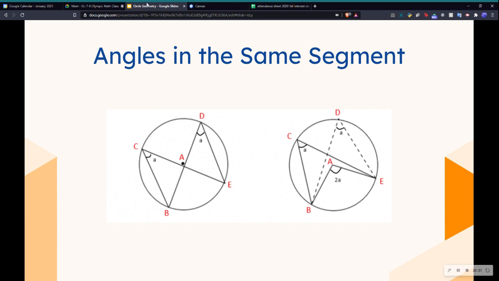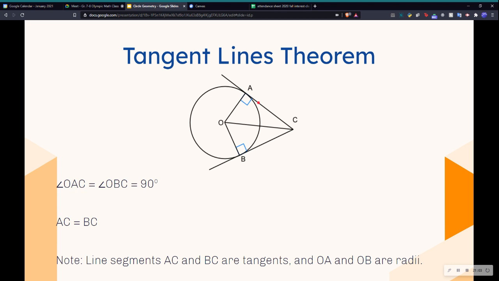Any questions? All right, if there are no questions, we'll move on to the next theorem. So we're going to look at the tangent lines theorem.